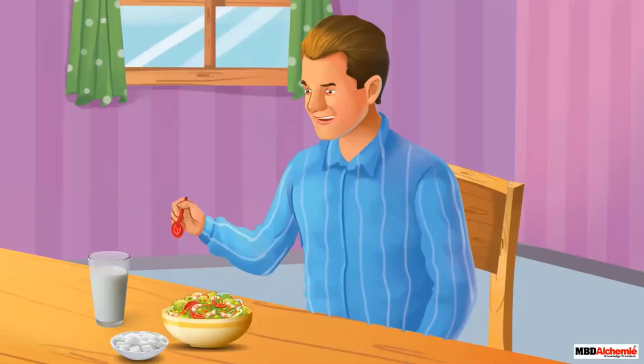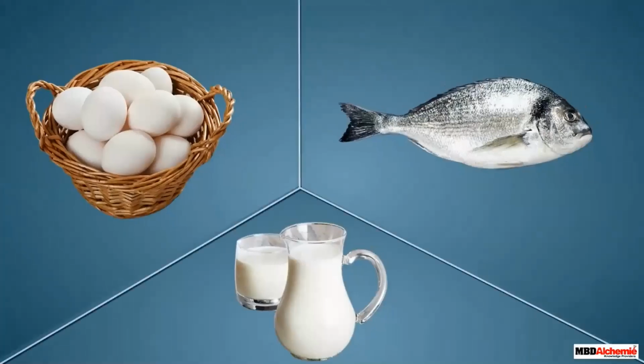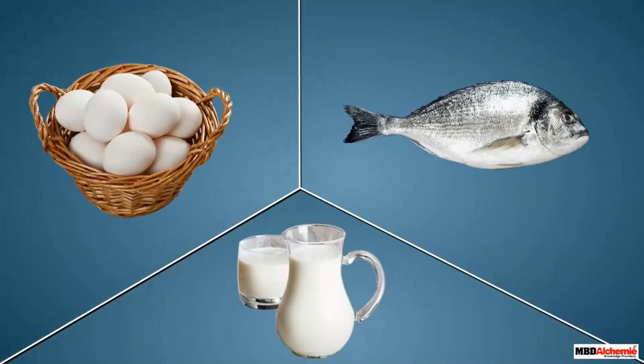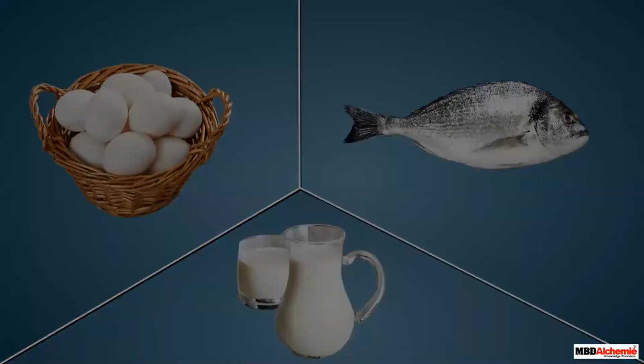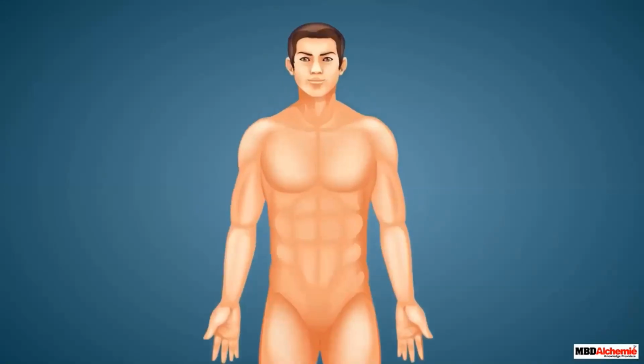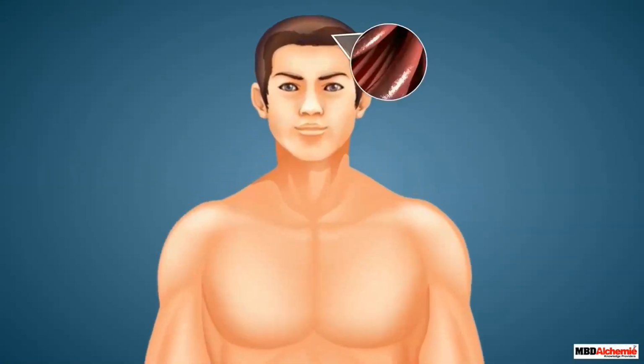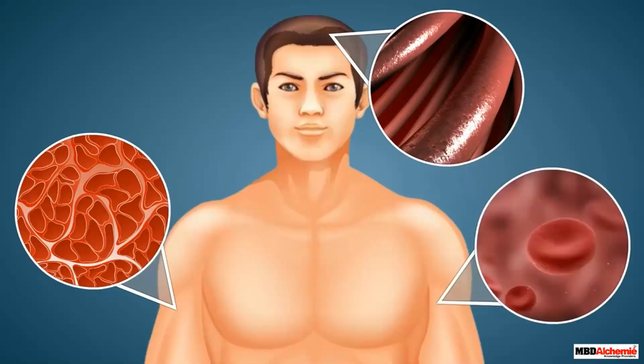It is often said that we should include protein-rich food in our diet. Proteins are present in many food items such as eggs, fish, and milk. Proteins are not just present in foods, they are also an integral part of our body. They are present in our hair, muscles, and even in hemoglobin.